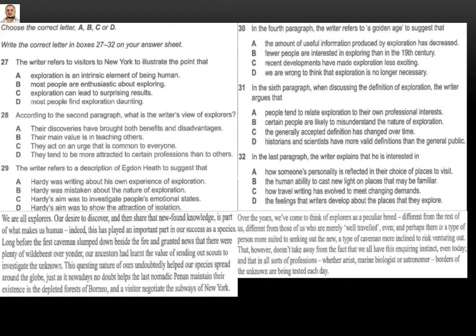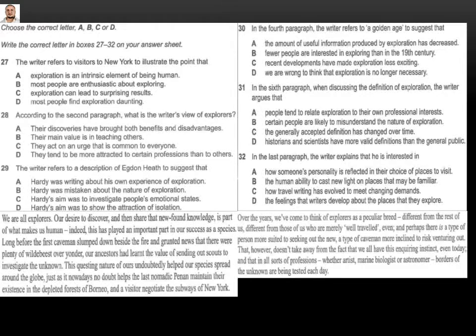Okay, let's start with the first paragraph. We are all explorers. Our desire to discover and then share the newfound knowledge is part of what makes us human. Indeed, this has played an important part in our success as a species. Long before the first caveman slumped down beside the fire and grunted the news that there were plenty of wild beasts yonder, our ancestors had learned the value of sending out scouts to investigate the unknown. This questing nature of ours undoubtedly helped our species spread around the globe, just as it nowadays, no doubt, helps the last romantic pennon maintain their existence in the depleted forests of Borneo and a visitor negotiate the subways of New York. Okay, let's see the choices of 27.